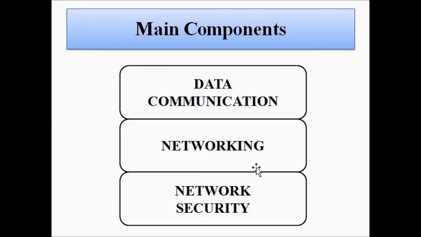So these are the three main parts of this subject, the three pillars, we can say, of the data communication and computer networking subject: data communication, networking, and security. We are going to discuss them in this video. We are just going to understand the basic concepts related to these three fields, and in upcoming videos we will explore them in greater detail.